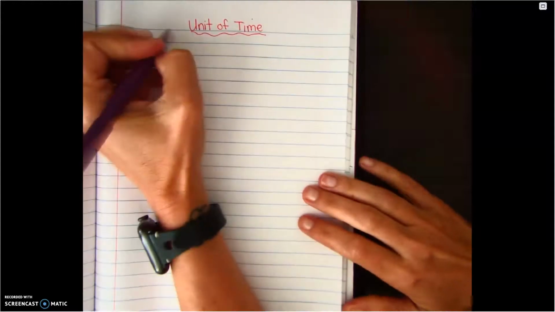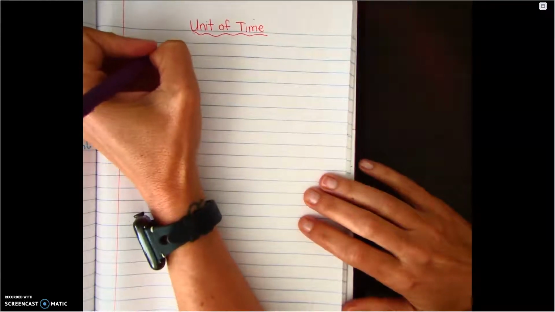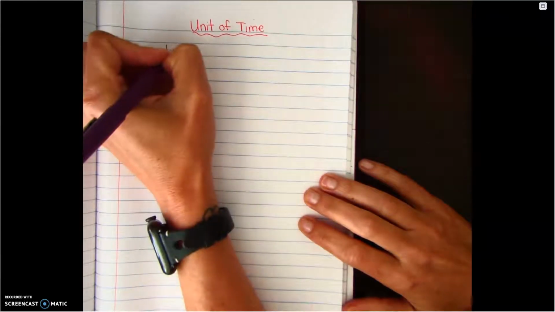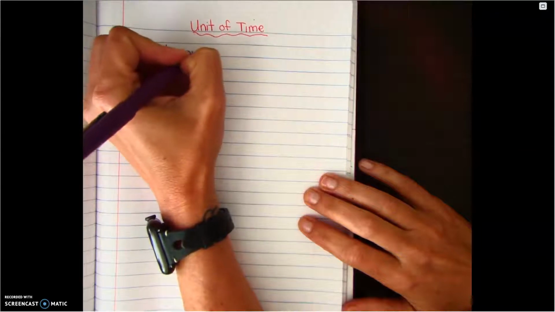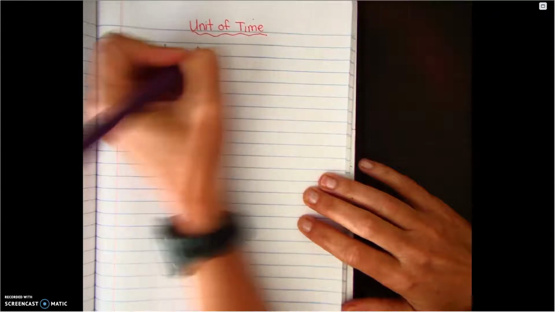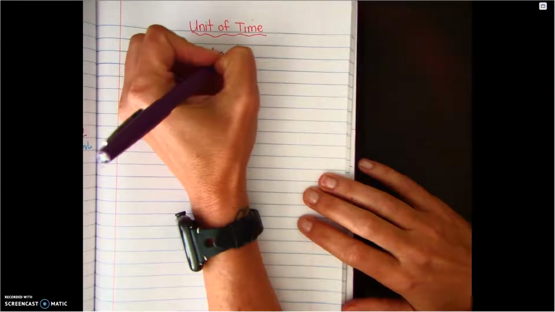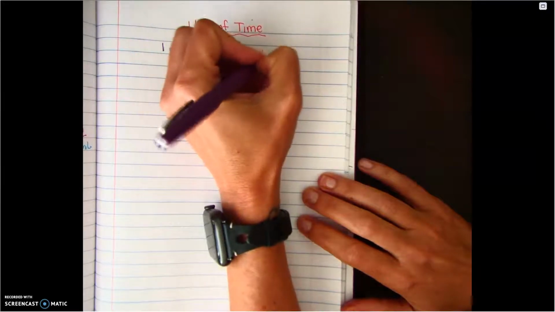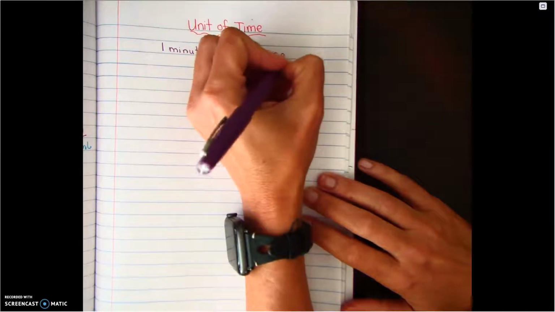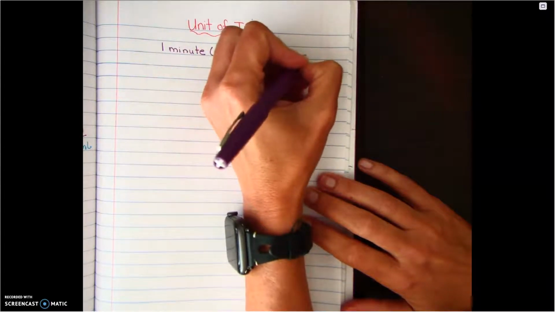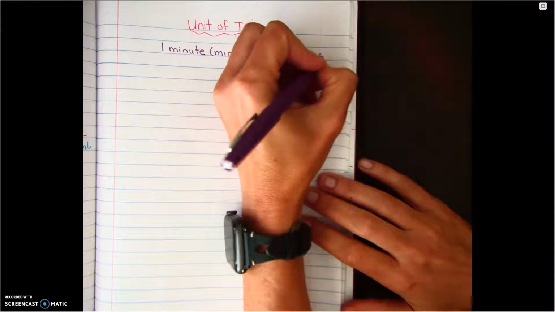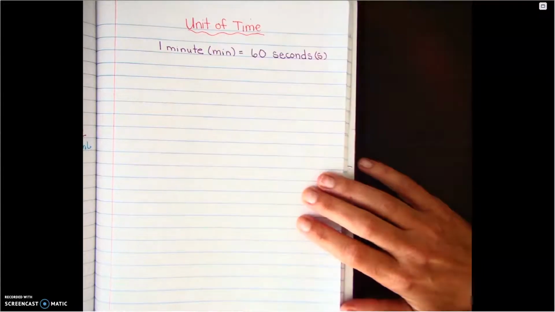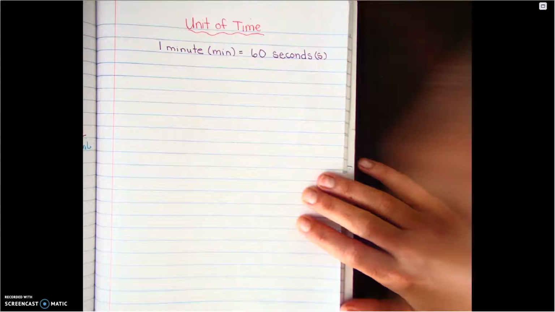So with our chart, we're going to start with the smallest, which is the seconds. So we have 1 minute, and just like with the other ones, I'm going to write the whole word and then I'm going to write the short word. So 1 minute equals 60 seconds. Okay, so we have 1 minute equals 60 seconds.